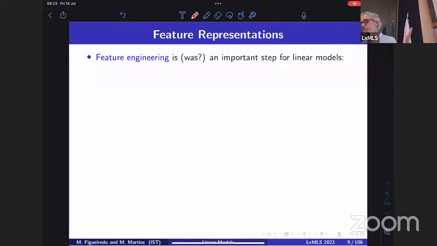It is, or some people argue was, an important step for linear models, because the models are very simple, so they need to rely on very powerful and expressive features. For example, bag of words for text was a very classical feature of a document. A bag of words is just a vector of counts, as the name implies, of how many times a given word appears in a document. That's a feature of a document. It tells you something about the document.